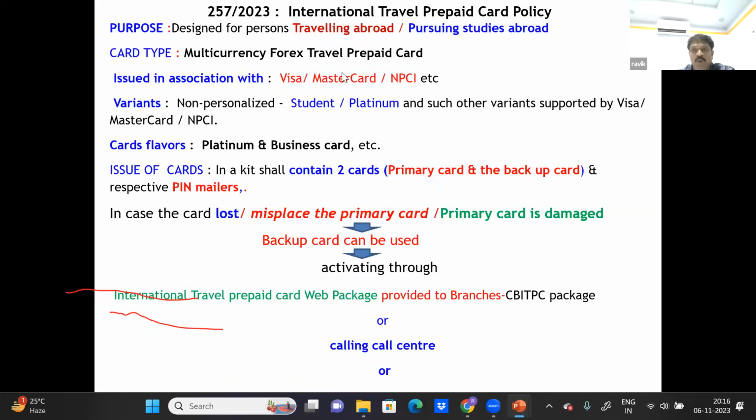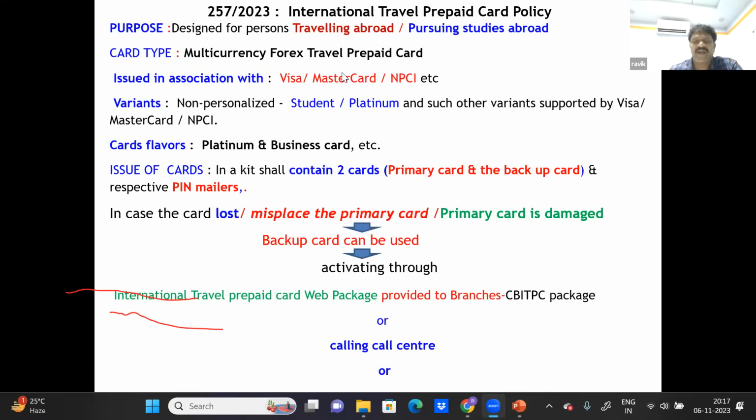Now we come to one more card, that is the international travel prepaid card policy. International travel prepaid. If you want to go abroad, America, Bangkok, you can take this card. You can use this card there. Exchange will be easy. You need not go to the money exchanger every time. It works as an ATM card also, you can draw some money. Okay, let us see this international travel prepaid card.